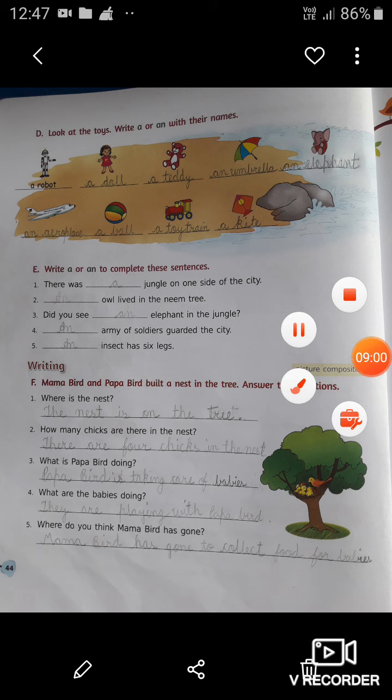So this was the answer for the picture composition. I hope you understand all the exercises from this poem. You have to complete your fair copy and fill this in your book.